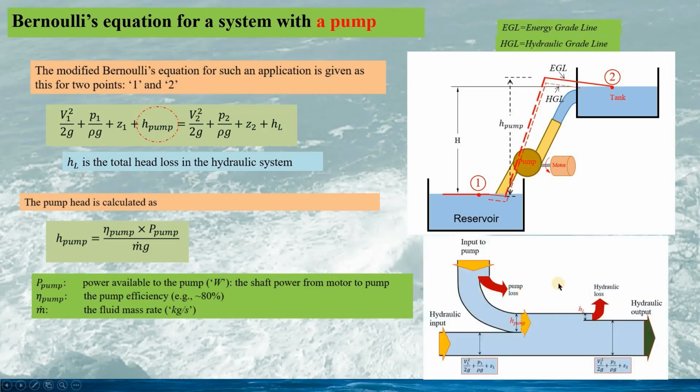This is the flow chart of the hydraulic head for the system with the pump. Here we can see the hydraulic input, and also we have the pump input, H pump. On the right-hand side of the Bernoulli's equation, we see the hydraulic output as well as the head loss HL.